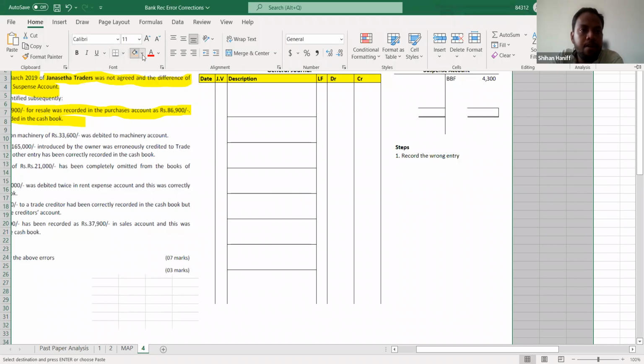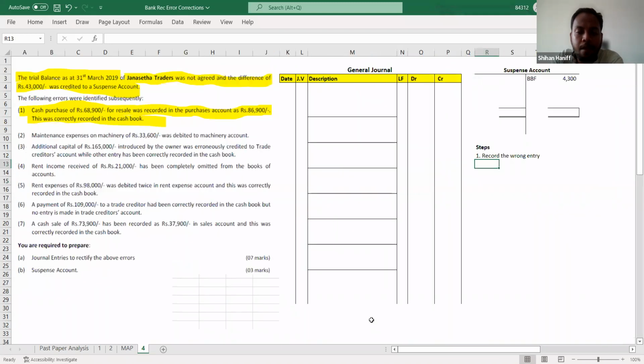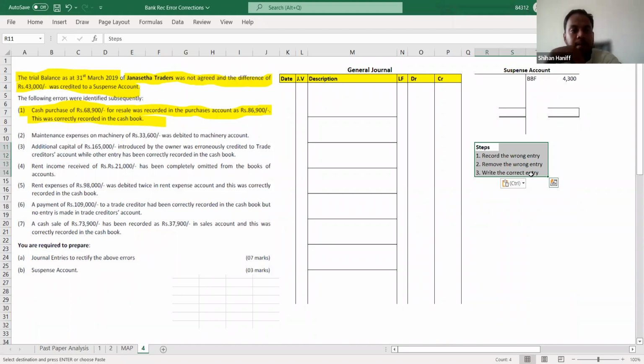Step one, let's record the wrong entry. What they have done, the wrong entry. Step two, remove the wrong entry. And step three, write the correct entry. Based on the error, we can follow these steps. If there is a wrong entry, you have to remove it. And if there is a separate correct entry, you have to correct it. Now this error one, let's record what they have done.